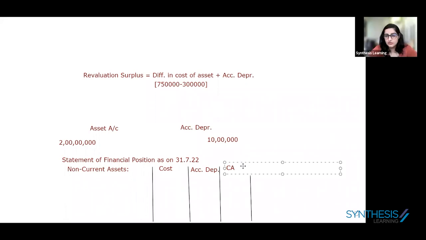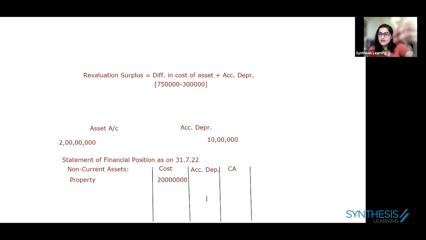ठीक है, चलो अब आज के डेट पे मैंने रीवैल्यू किया तो मेरा प्रॉपर्टी कितना पे दिख रहा है, कॉस्ट कितना दिख रहा है, 2 crores. अक्यूमुलेटेड डेप्रिसिएशन मैंने रीसेट किया ही नहीं, तो वो 10 लाख दिखेगा. कैरिंग अमाउंट कितना हो गया, how much is the carrying amount? It is cost minus accumulated depreciation ना, 1 crore 90 हो गया, करेक्ट है कैरिंग अमाउंट, is it right?